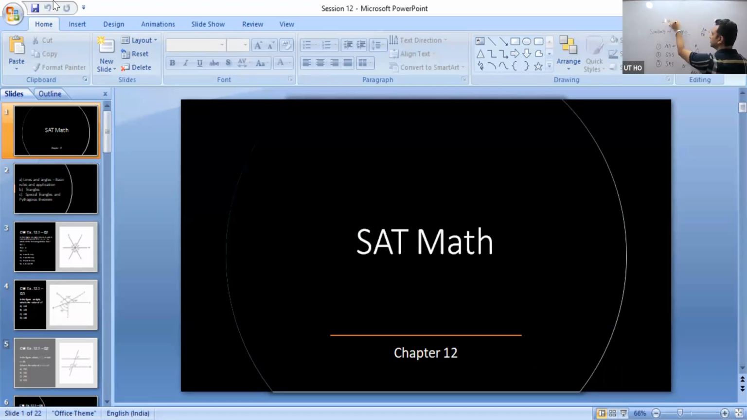ABC similar to angle PQR. Okay, instead of PQR, if I write triangle ABC similar to RPQ, that means angle A is equal to angle R, angle B is equal to angle P, and angle C is equal to angle Q. Clear?